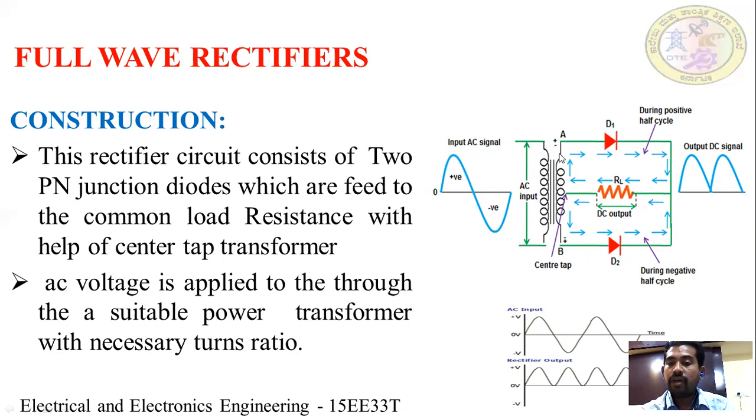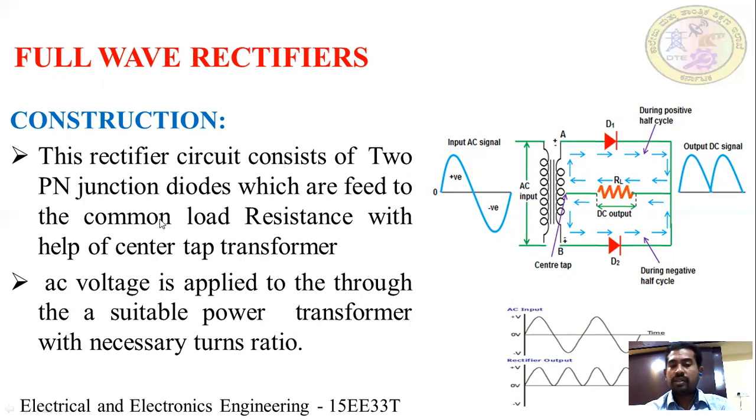This is the center tapped transformer. This is the RL load, means load resistance, and in this full wave rectifier we are using two diodes, that is diode D1 and diode D2. These are the terminals, terminal A and terminal B. Here in this full wave rectifier, we are giving an input AC signal and we are getting the output full wave DC signal.